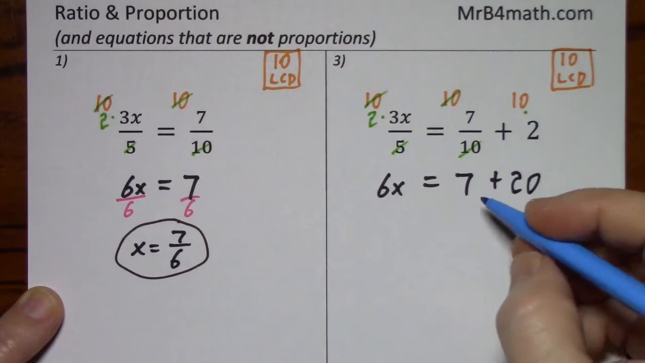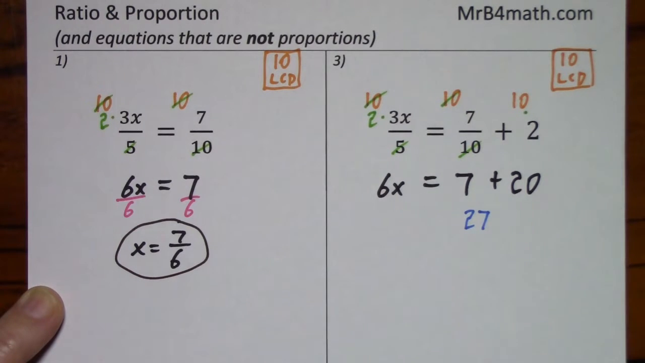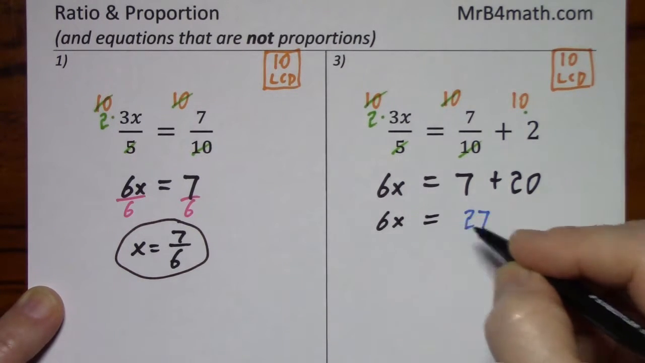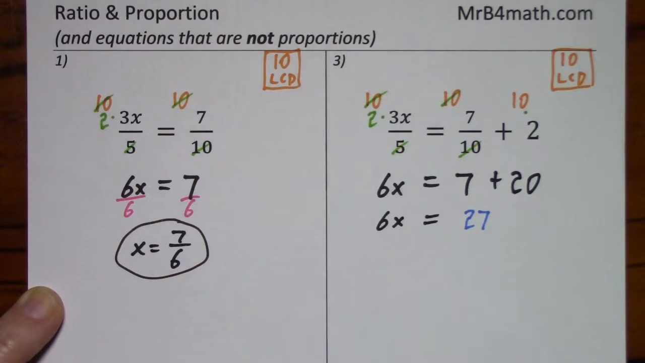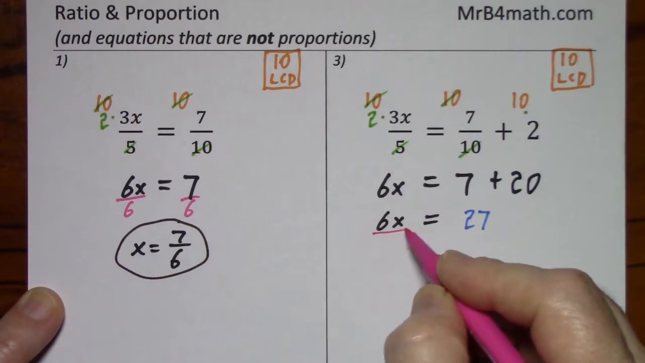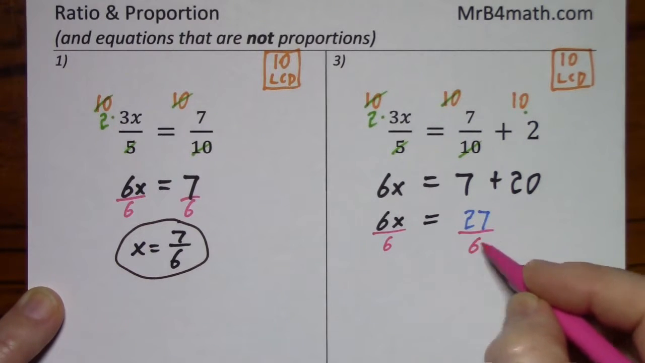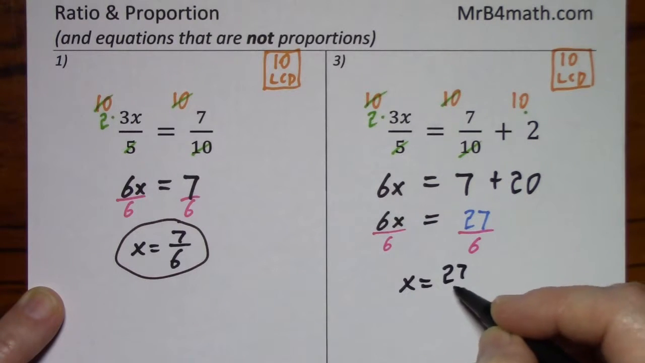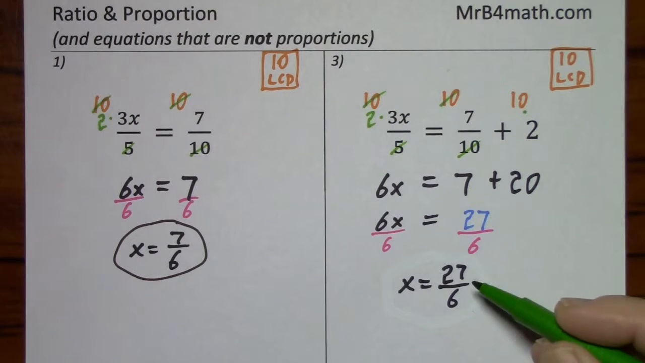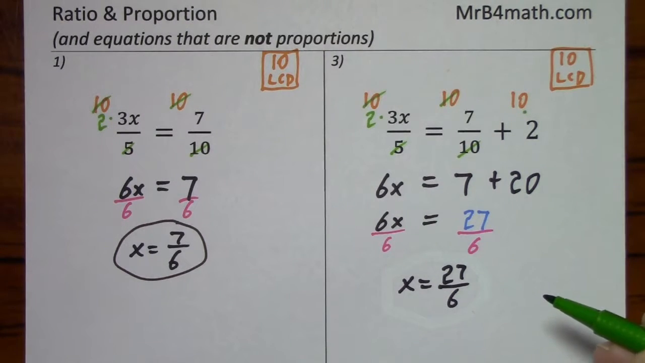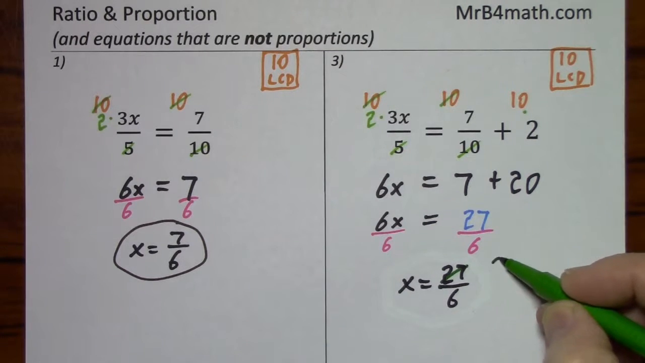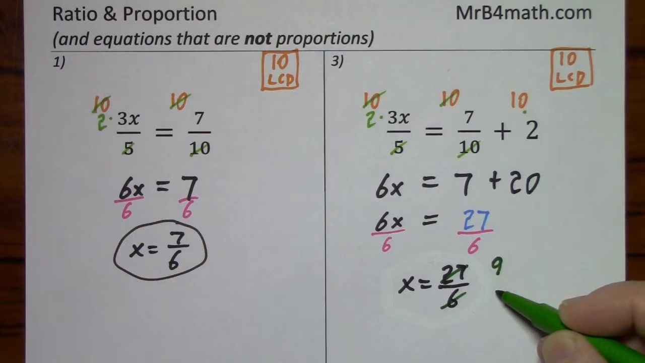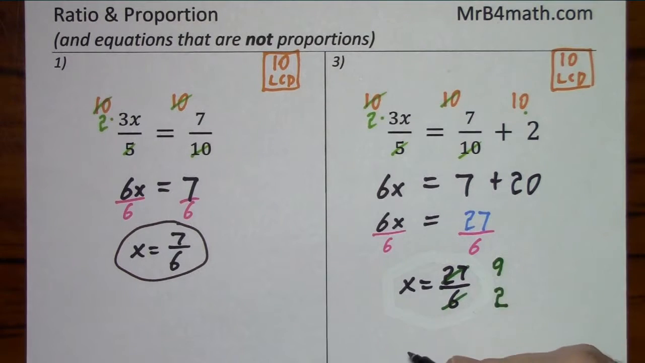You want to combine these two terms. Just bring down the 6x and now divide by 6. Of course, the 6's cancel. And with 27/6, we have a common factor of 3. Divide by 3 leaves you with 9. Divide by 3 leaves you with 2. So we end up with x equals 9/2.